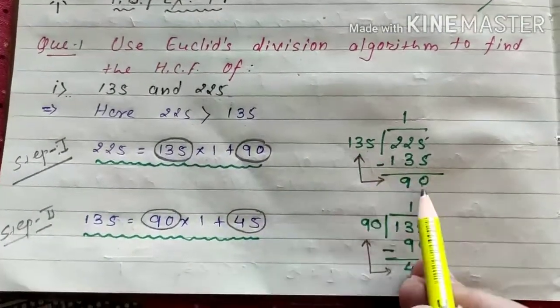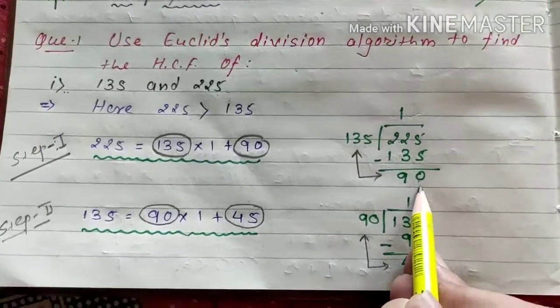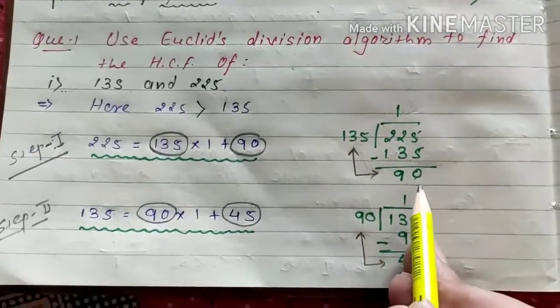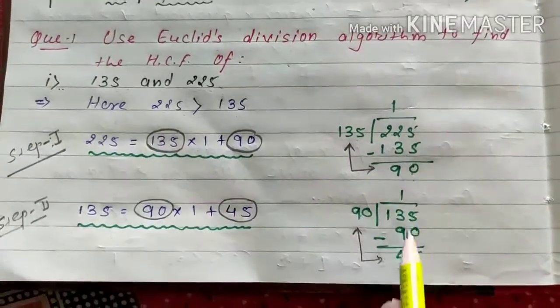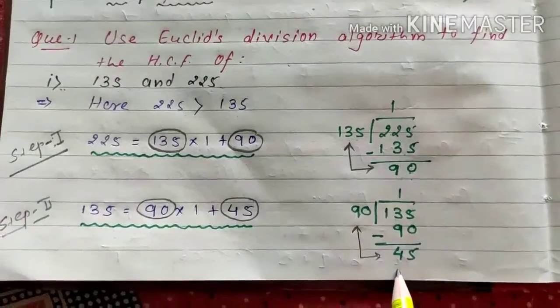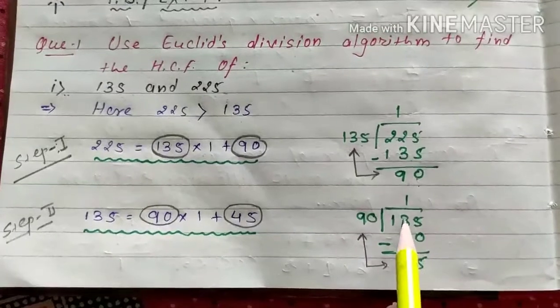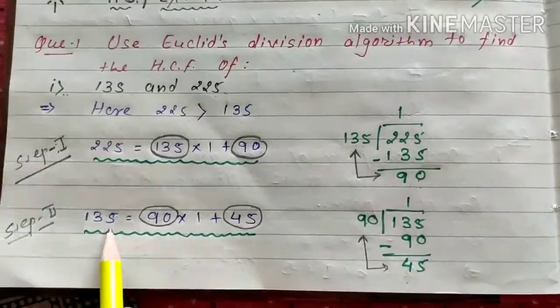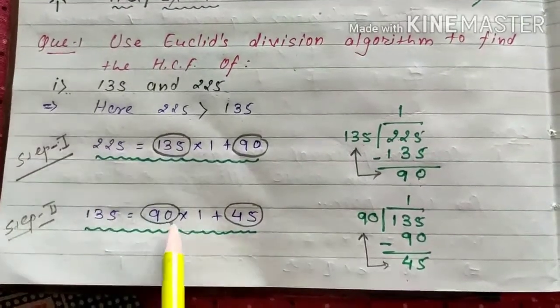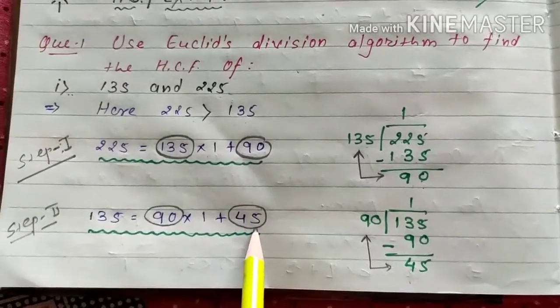Now take these two, 135 and 90. Divide 135 by 90, that is our second step. 90 ones are 90, remainder is 45. So we can write again dividend is equal to divisor into quotient plus remainder. That is 135 is equal to 90 into 1 plus 45.